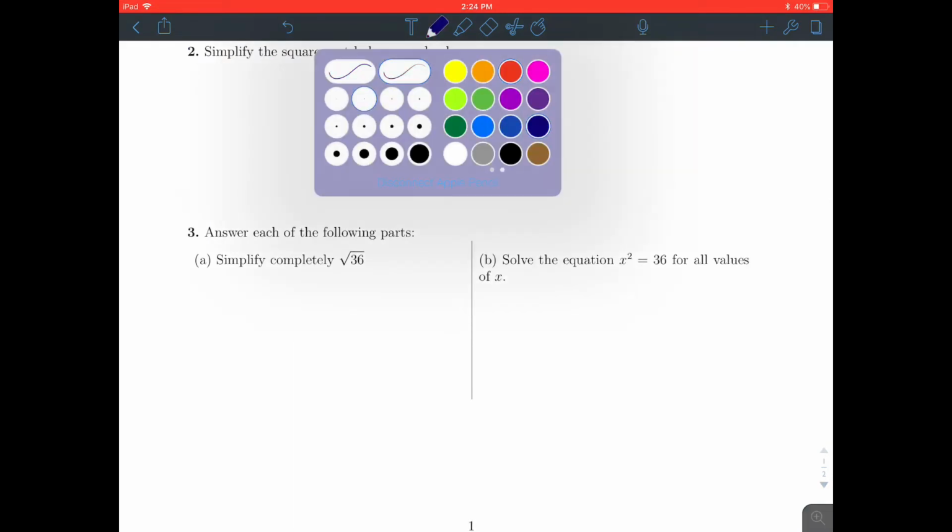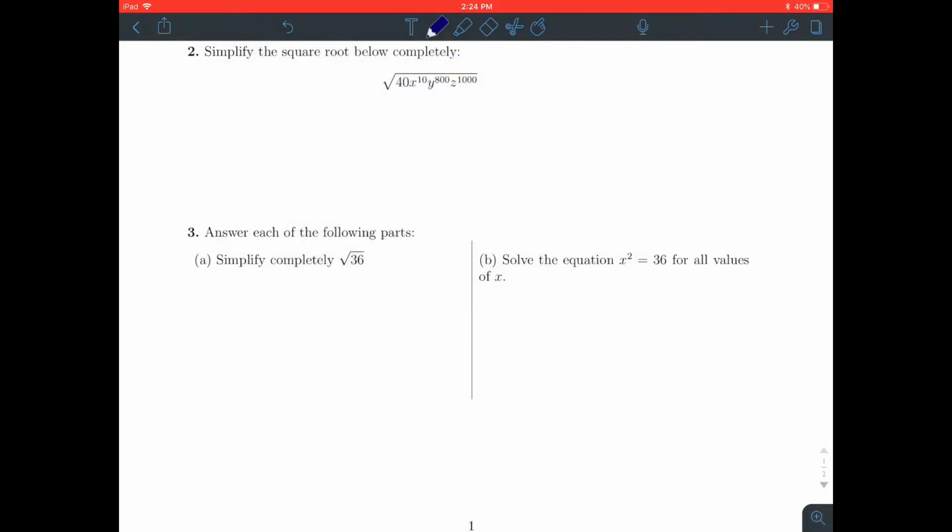All right, let's take a look at problem 2. In problem 2, we're asked to simplify the square root below completely. So we've got 40, and just like we did in class, I usually like to save the number till the end. So I want to look ahead to the x to the 10th. If you think about x to the 10th, I've got a whole bunch of x's: 2, 3, 4, 5, 6, 7, 8, 9, 10 x's. We're not going to be doing this, obviously, for y and z, as those powers are too high. But I think it's helpful to see.